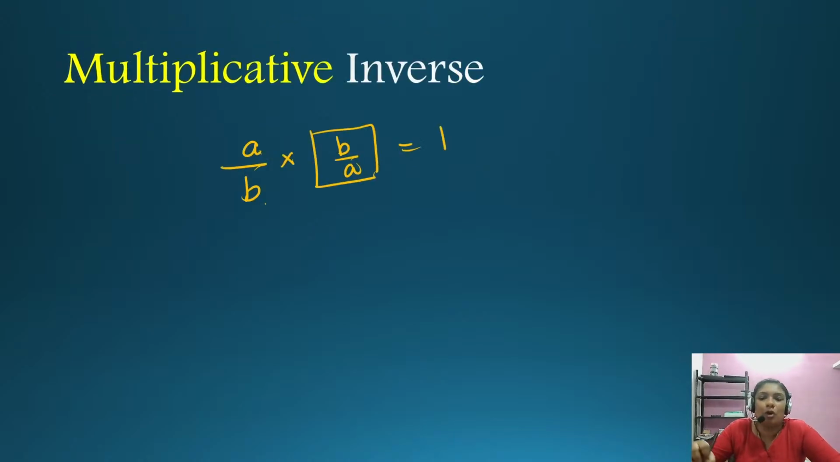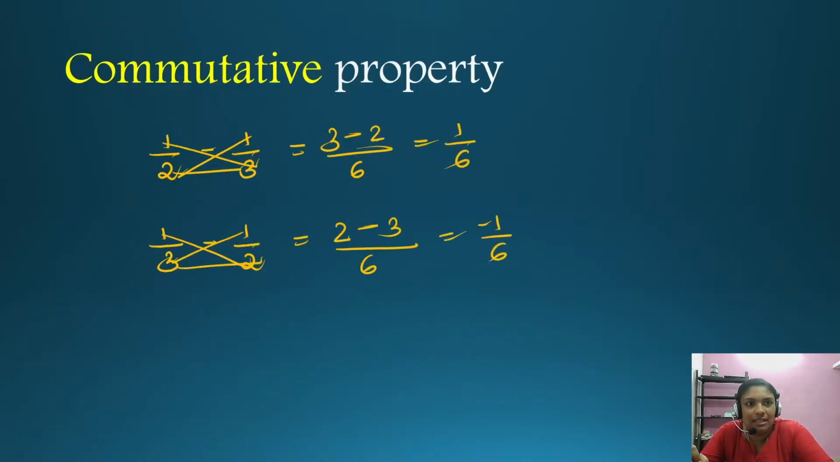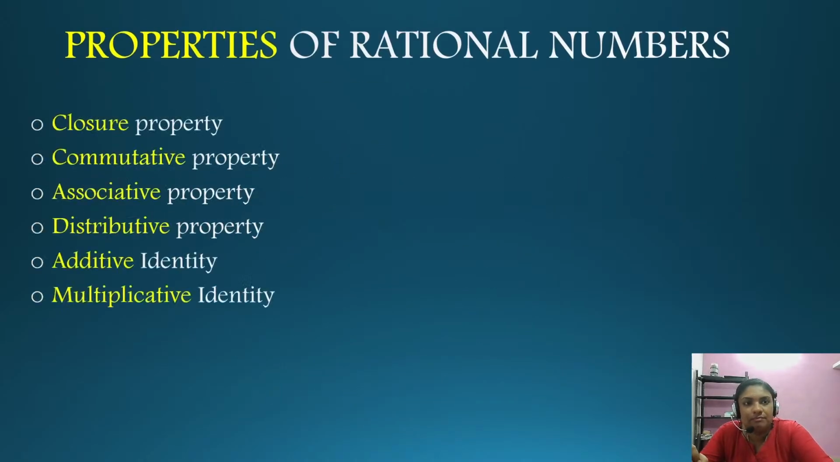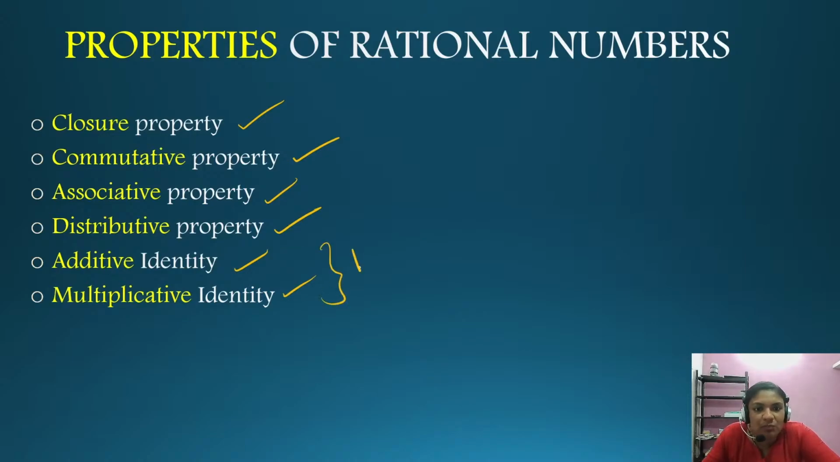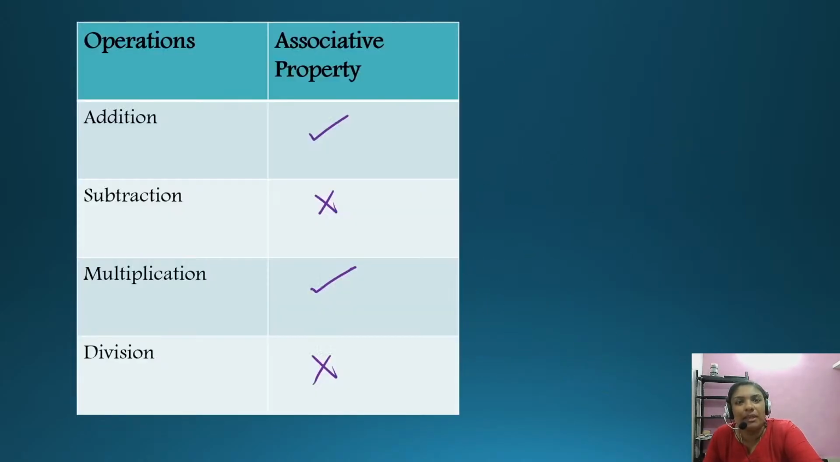So by this, our properties were over. We have discussed everything, right? Let's see. Closure, commutative, associative, distributive, additive identity, multiplicative identity. Along with this, we have discussed inverses as well. Okay, now moving to another topic.